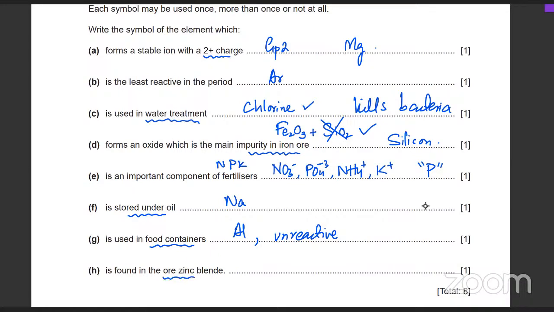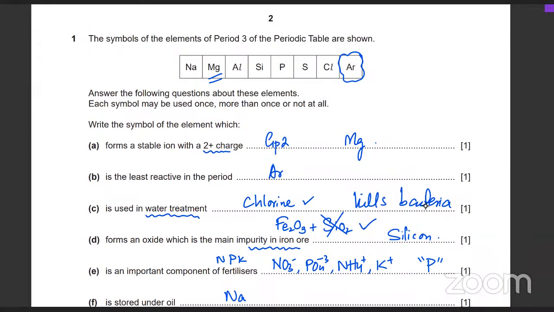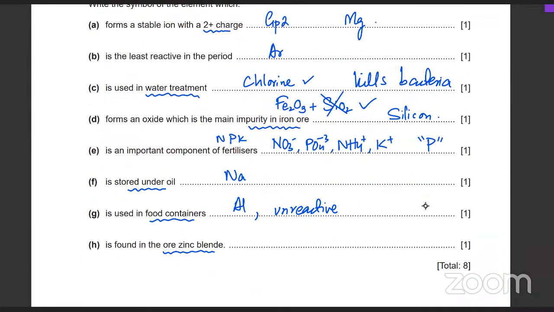So is found in the ore of zinc blend. So zinc blend में ना sulfur is present. Zinc blend is this thing. It's ZnS. So it contains zinc as well as sulfur. ठीक है, sulfur ही नहीं होता. अच्छा, is this clear? Yes, sir.